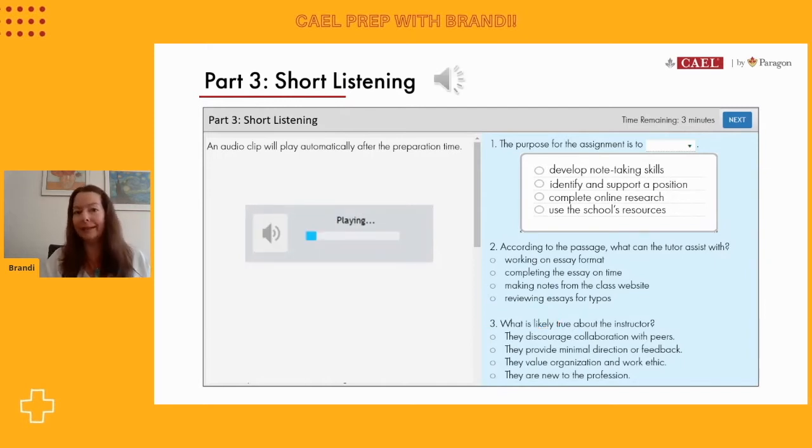So once your 30 seconds is finished, and again, that should be enough time to skim read these 3 questions and answers. Think about it as 10 seconds per question if you'd like. As soon as that clock reaches 0, the audio plays immediately and automatically.